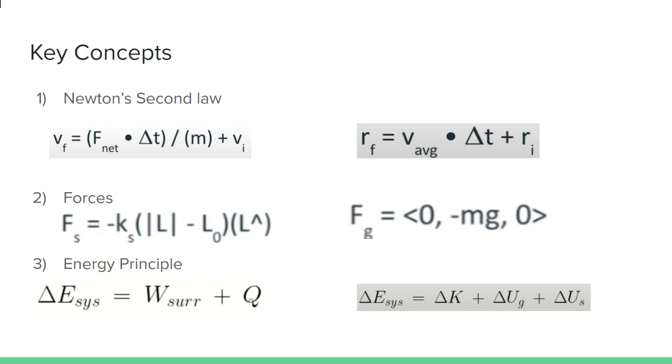And delta E of the system can be split into the change in kinetic energy, change in gravitational potential energy, and the change in spring potential energy. An assumption that we had to make on this lab was that the drag force on the mass was zero.